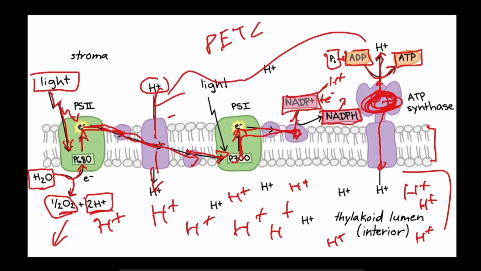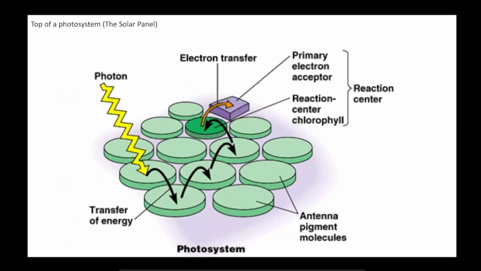Again, protons can be pulled in through this whole process. And it seems like a lot, it's all complicated, but really if you just look at what's coming in and what's coming out, it makes a lot of sense. Light is coming in, water's coming in, oxygen's coming out, NADPH and ATP are coming out. So that is the light-dependent reactions occurring on the thylakoid membrane.